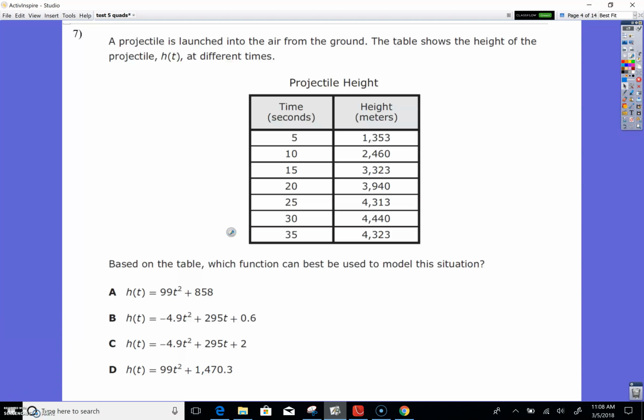All right, number 7. It says, based on the table, which function can best be used to model the situation? A lot of times you guys like to work with the table, but if I were you, I'd work with the equation, okay? See which table looks the same. Usually I would have you do graph trace here, but for this problem, because the numbers are so big, you probably want to go straight to the table, okay? So let's start with our first one.